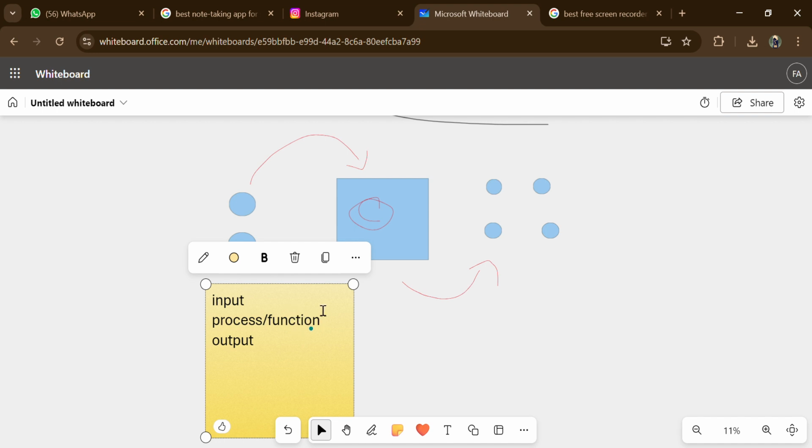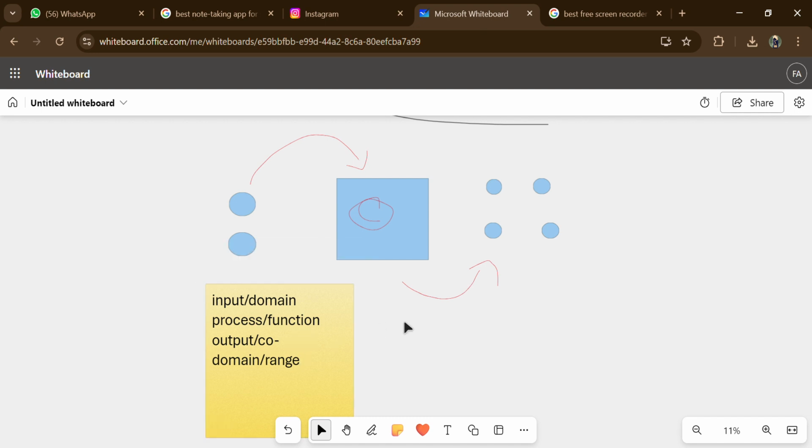And this input is usually called the domain. This output is called the codomain, or we also call it the range. Now, if you look into this process, we usually see the domain and codomain and these functions in some variations in the formation.